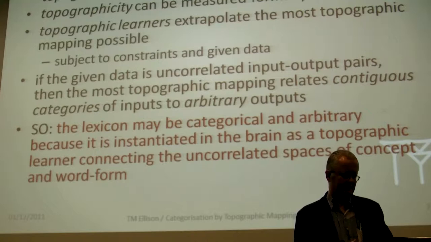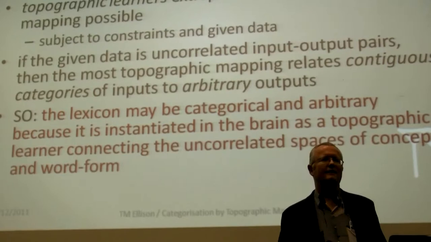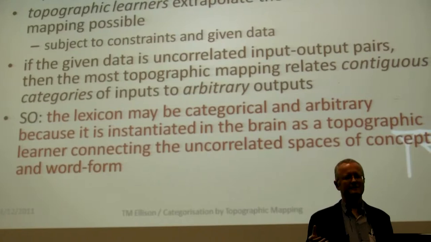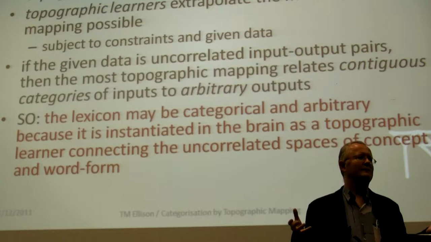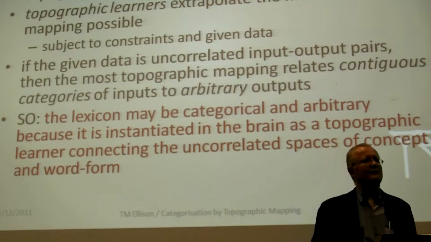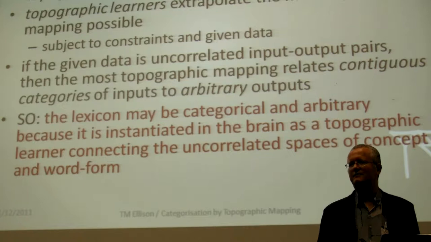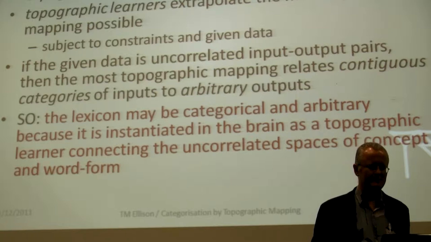Now, we get to the main point: if you take two spaces which have uncorrelated values popping up inside them, as in they're not correlated with each other, and you put a topographic mapping between them and say, do your best job in matching up whatever pops up in space A to whatever pops up in space B, then the resulting topographic mapping that a learner will come up with is one made up of contiguous categories. Not categories dislocated or made up of dissipated bits in the space, but chunks that are close together in the space, connecting those to arbitrary outputs.